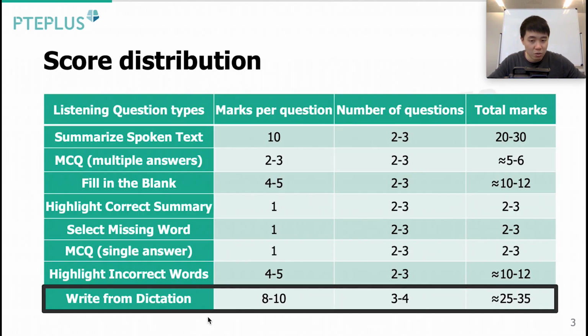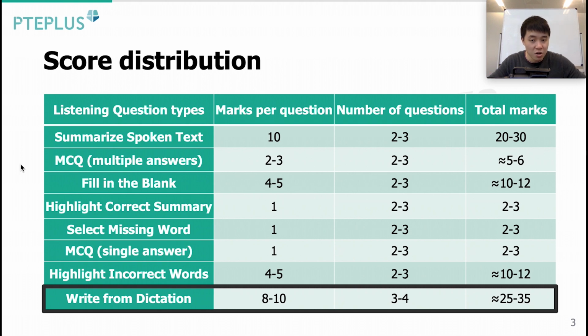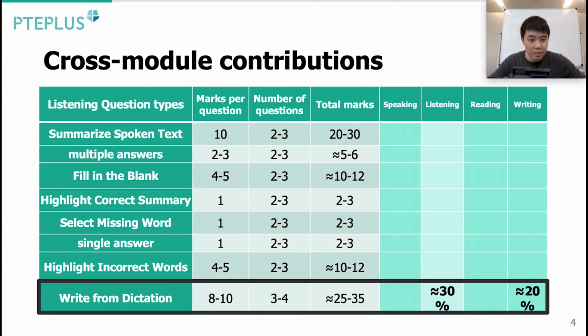So how important is this question type anyway? If we look at this comprehensive table, we can see that the total marks for this question would be the most compared to the others. And together with summarized spoken text, these two questions are the most heavily weighted questions in the entire listening section. And if we look at the score contributions to listening and writing, we can see that it accounts for almost 1/3 of the listening scores and about 1/5 of the writing scores. So that's quite a lot, actually.